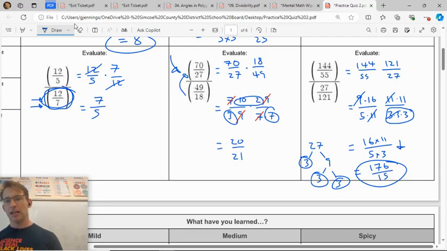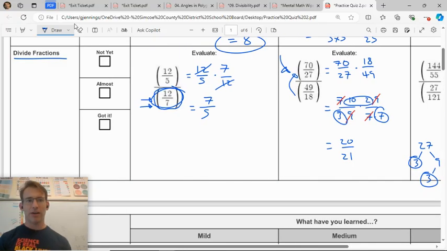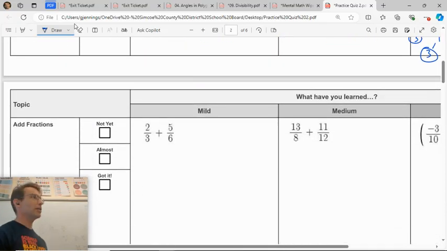Because 16, 11, 5, and 3 share no factors, this is already reduced. So I don't need to worry about reducing my answer. I reduce as I go. It's nice, eh? It's a good trick. Aren't you loving this? I love it. All right, so that's the easy part. Yes, the easy part is multiplying and dividing with fractions. Harder with integers, it's kind of fun.